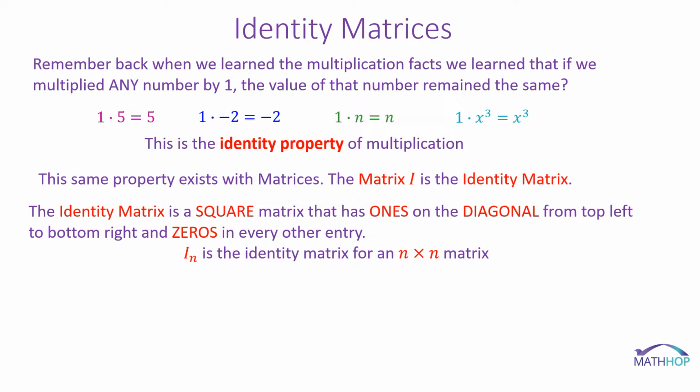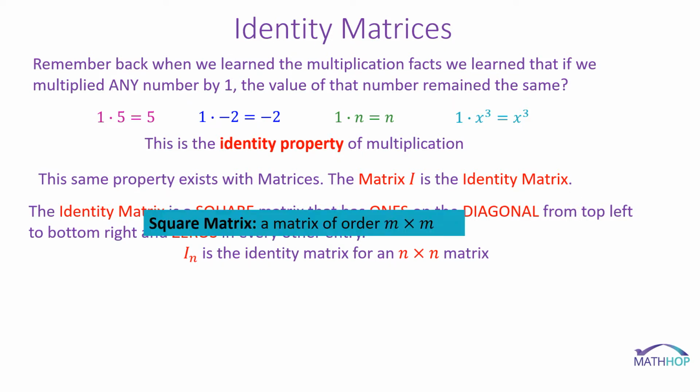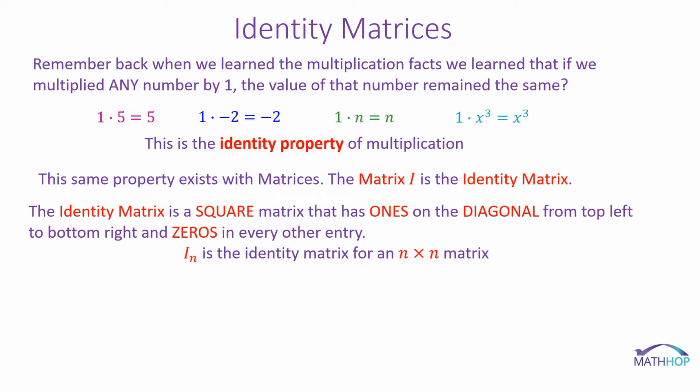It has ones on the diagonal from top left to bottom right, and all the other entries are 0. So you'll see it denoted with this I sub n because it's a square matrix. So we could have I sub 2, which is the 2 by 2 identity. We could have I sub 3, which is the 3 by 3 identity. And if you don't remember, a square matrix is simply a matrix that is order m by m, so it has the same number of rows as it does columns. So let's look at a few.